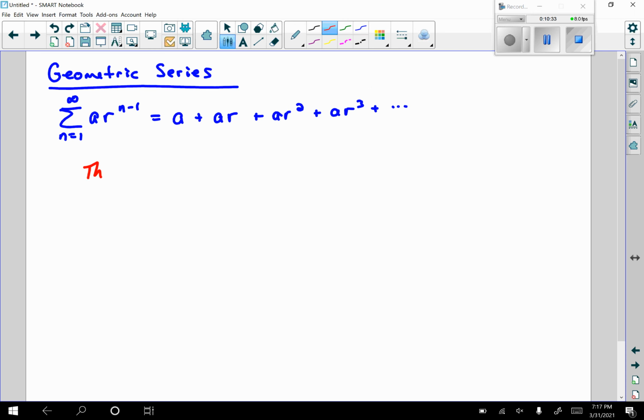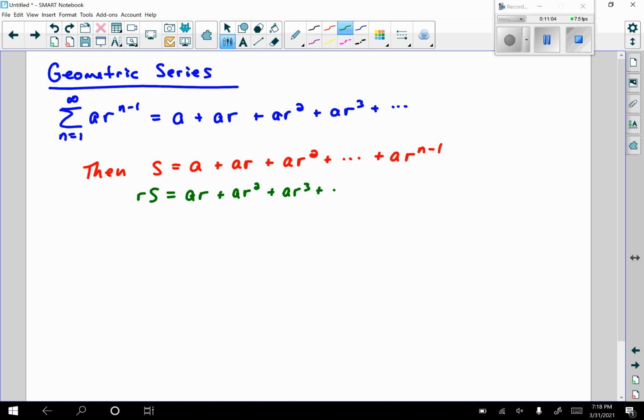So now we could say, let s equal this whole thing here, so a plus a times r plus a times r squared. But we're going to stop this here. We'll take it to a times r to the n minus 1. Now my little algebraic manipulation here is I'm going to multiply both sides by r. So if I do r times s, then I multiply all these terms by r. So now I get a times r. And then the second term becomes ar squared. Then I get an ar cubed. And then all the way down the line, and if I multiply this by an r, this is just going to become a times r to the n.